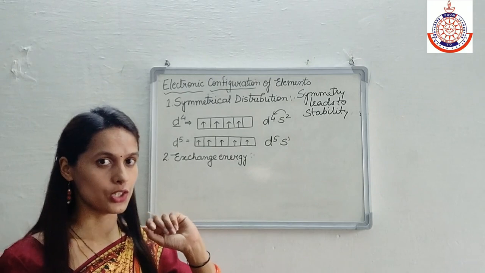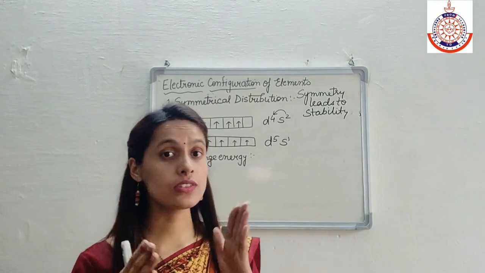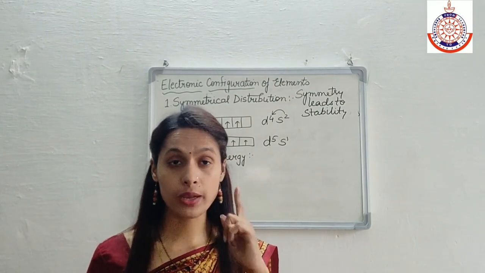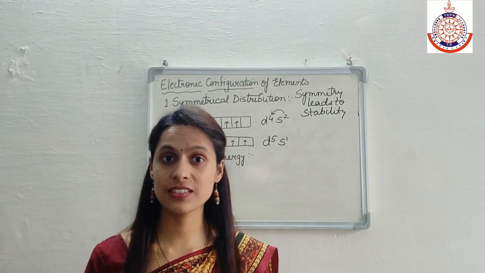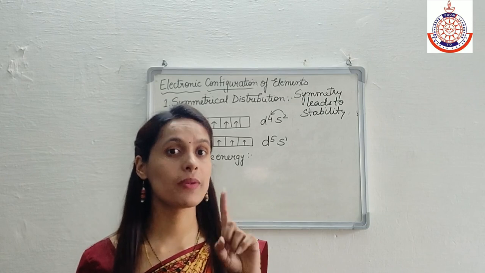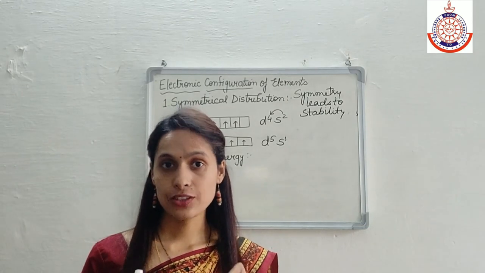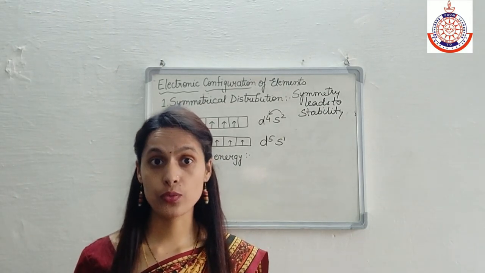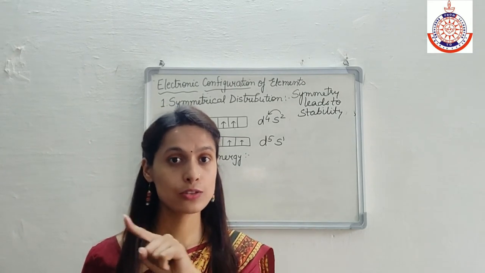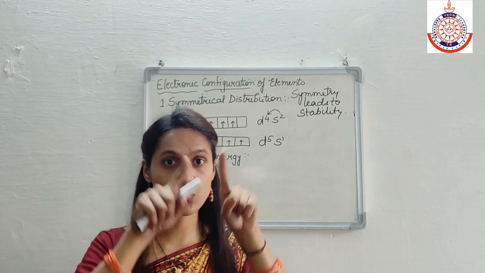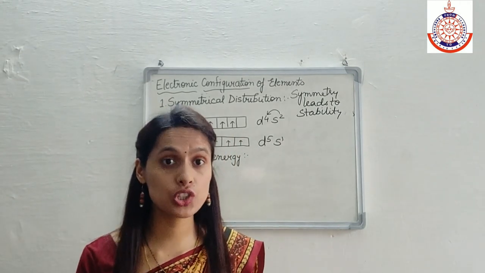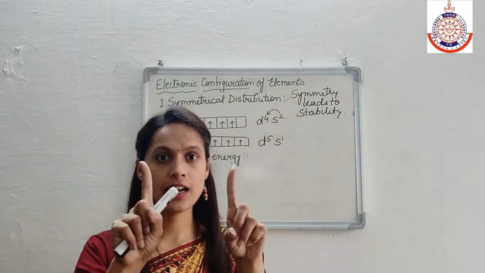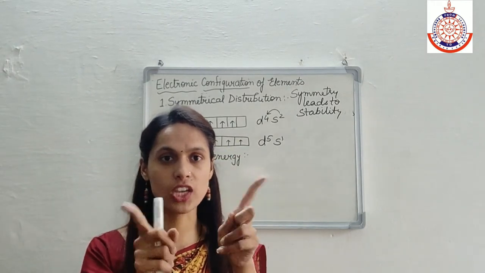So what is exchange energy? Whenever the electrons exchange their position in a particular degenerate orbital, I am talking about degenerate orbitals, because in degenerate orbitals we studied that the energy remains the same in the ground state. So the electrons with parallel spin can exchange their position. It means if the 2 electrons are moving clockwise, then they can exchange their position. Suppose 1 electron is moving clockwise and another electron is moving anti-clockwise, they cannot exchange their position.